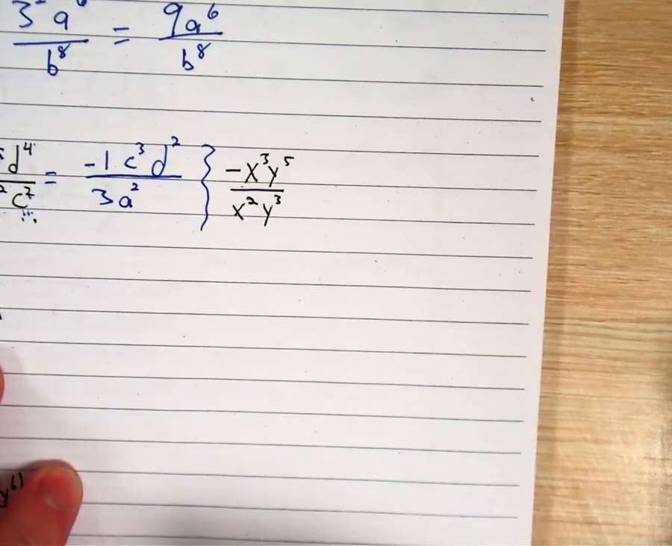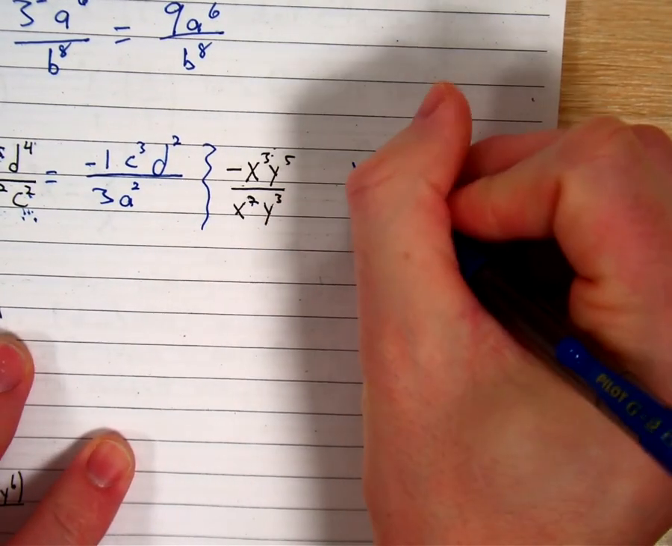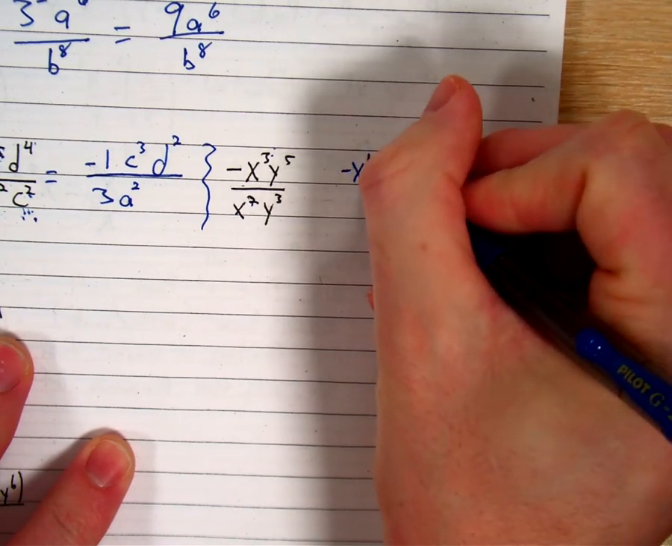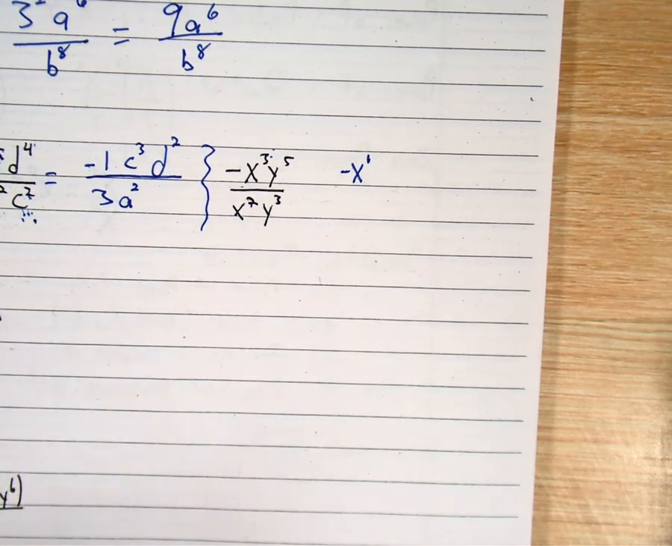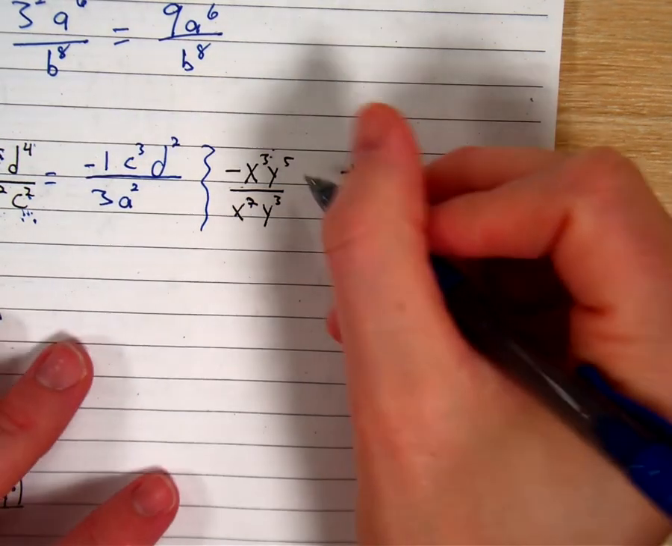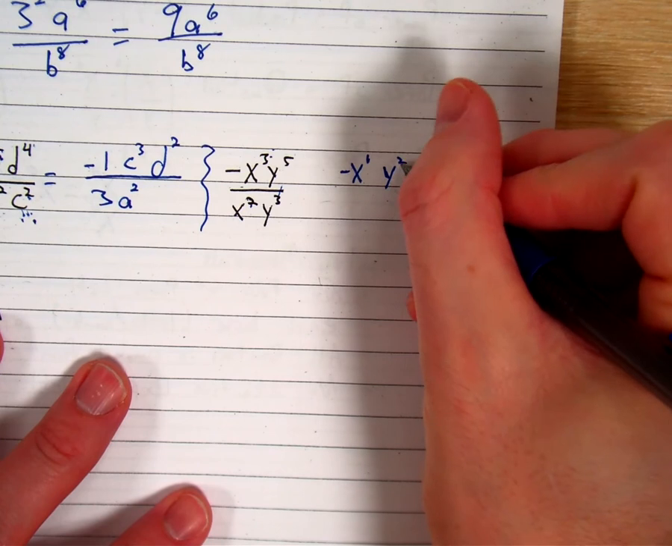Okay, pretty straightforward. Everything's going to be on the top. 3 minus 2 is x to the 1st. Don't forget the negative. If you want to write x to the 1st, you can put the 1 there. Otherwise, if you just write x, it's assumed that it's a 1. 5 minus 3, we're going to have y squared on top as well.